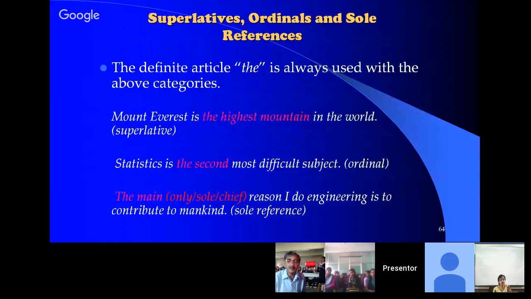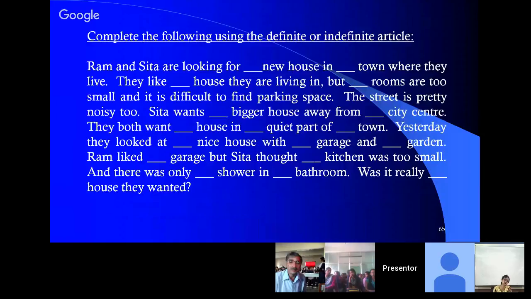That is about articles. I have some exercises for you. If it is possible, I would like you to participate in this and give me the answer. I'm not sure if you can hear me. Can it be done even when the exercise is there? Can I ask them for the answer? Yeah, I would like you to participate and give me the answers. You've sat through this whole talk on articles. Let's see how much you have gained from this.